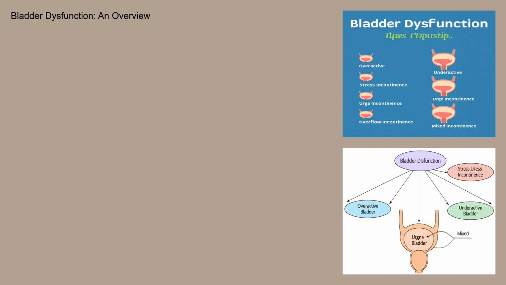Bladder dysfunction is a broad term, and specific classifications depend on the underlying cause and the symptoms experienced. Common types include overactive bladder (OAB), characterized by urgency, frequency, and often urge incontinence; underactive bladder (UAB), where the bladder doesn't contract effectively, leading to retention; stress incontinence, which is leakage due to physical exertion like coughing or sneezing; urge incontinence, which is leakage associated with a strong urge to urinate; overflow incontinence, which is leakage due to a chronically full bladder; and mixed incontinence, a combination of different types.